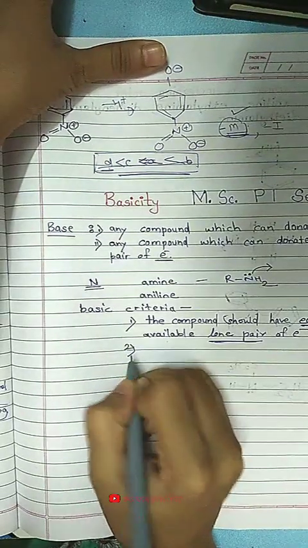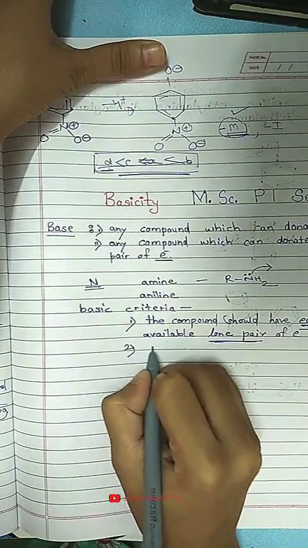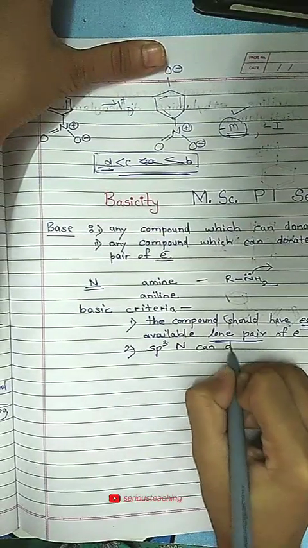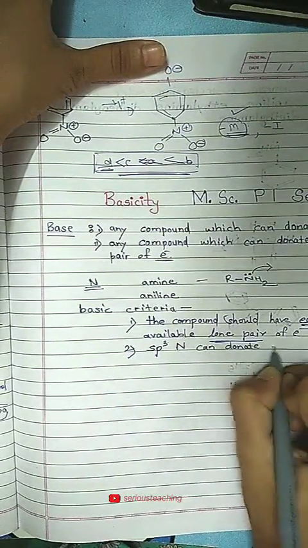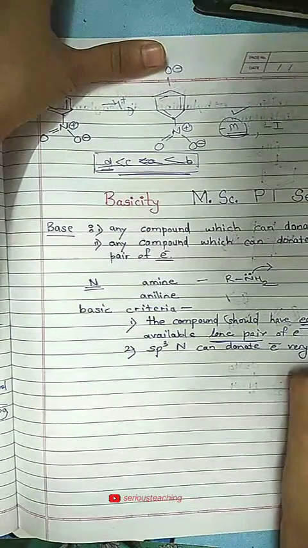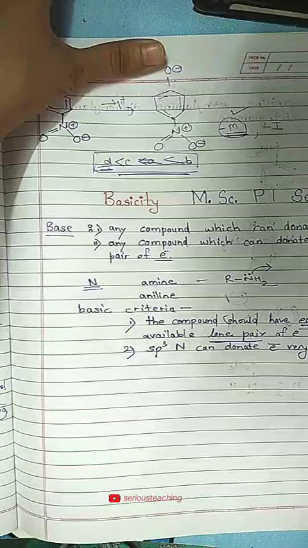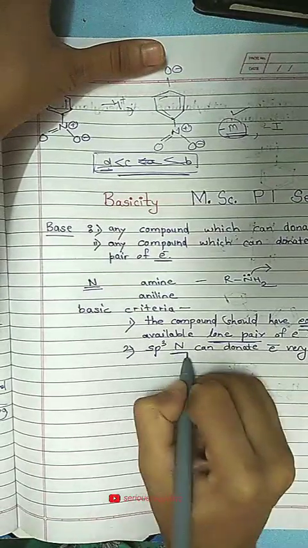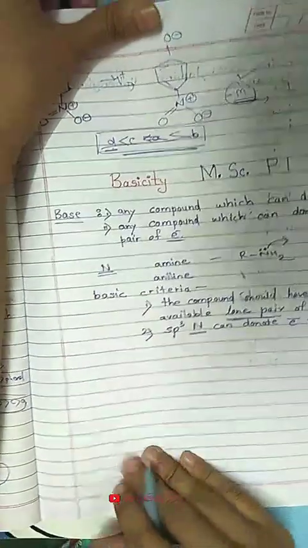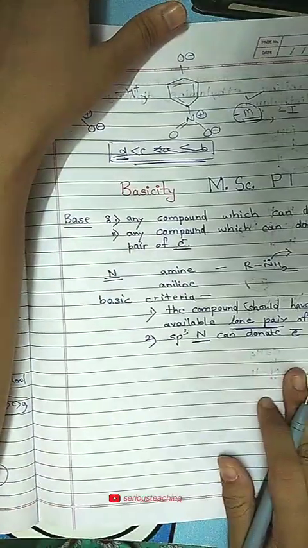And second, if suppose nitrogen is present, then sp3 nitrogen can donate lone pair of electrons very easily. So we have to find compounds in which specifically nitrogen is present and there is a lone pair of electrons present on nitrogen. So I hope you know very well the structure of nitrogen.